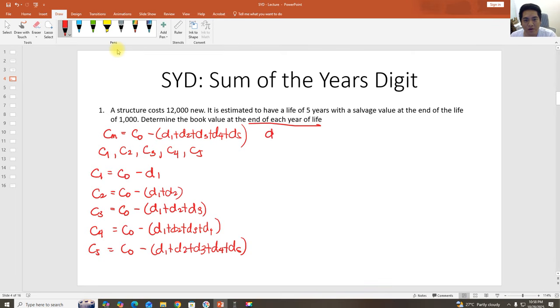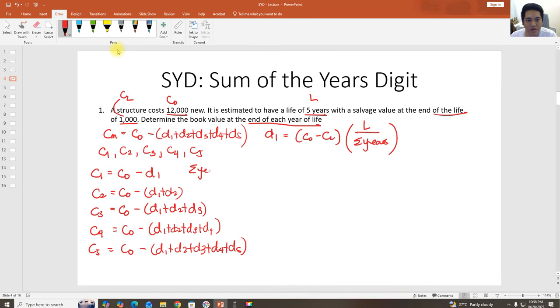So, again, going back to the formula a while ago, we have D sub 1. You have the first cost minus the salvage value multiplied by L all over the summation of years. So, first, we compute the summation of years because we know that we have first cost as 12,000. We have end of the life value of 1,000. That would be our C sub L. And then we have 5 years as our L.